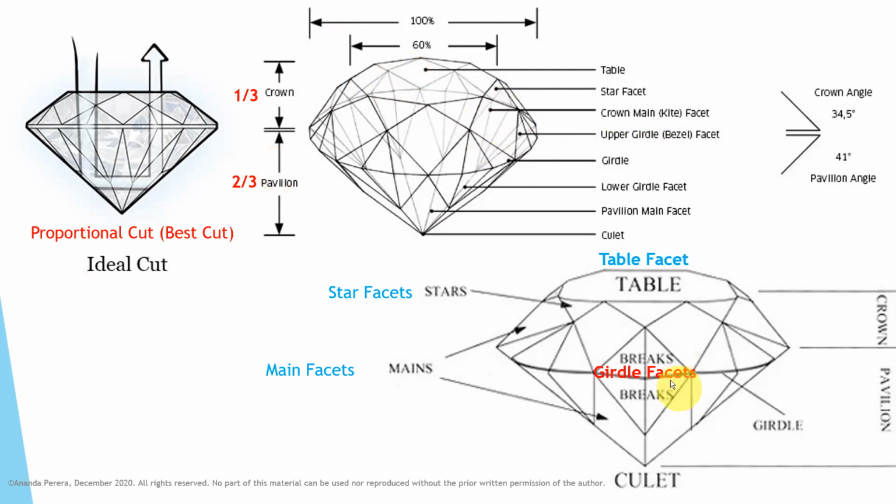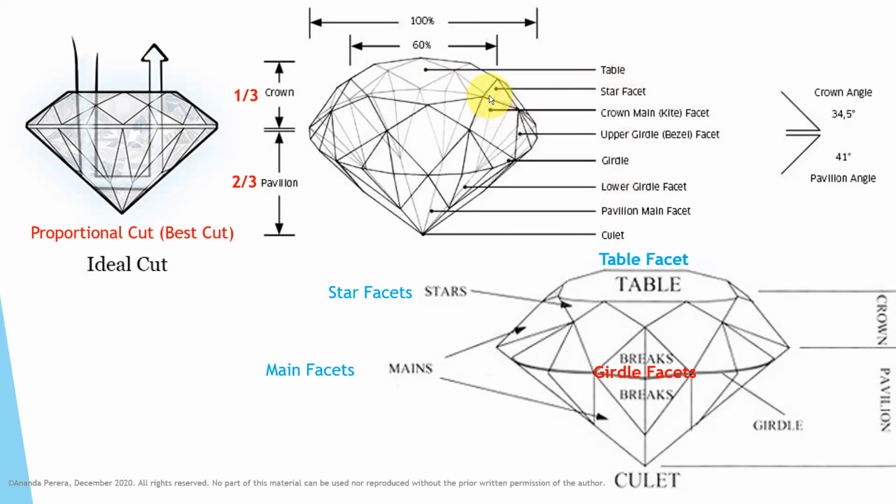Table should be the maximum table size. This table size should be 60% maximum. Actually, it should be 50. In between 50 and 60 is the best. 100% means the diameter of the stone. 60% is the maximum. And the facets are mentioned here.